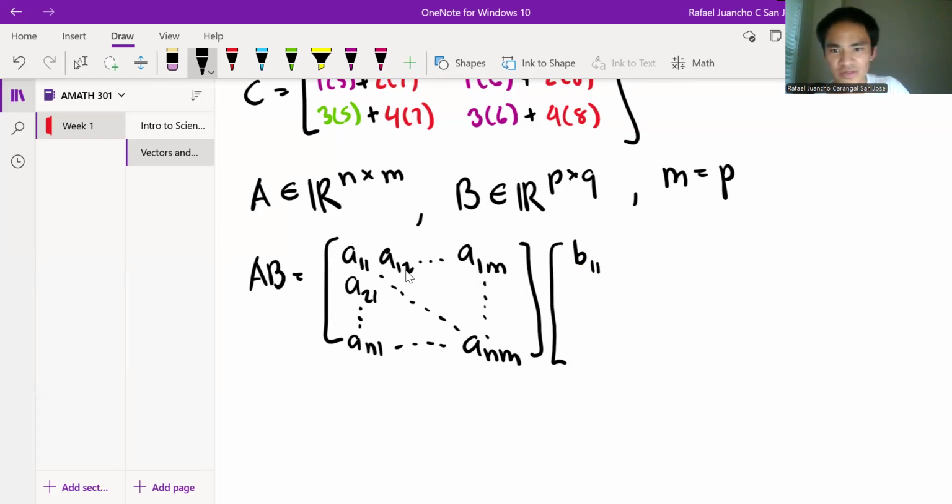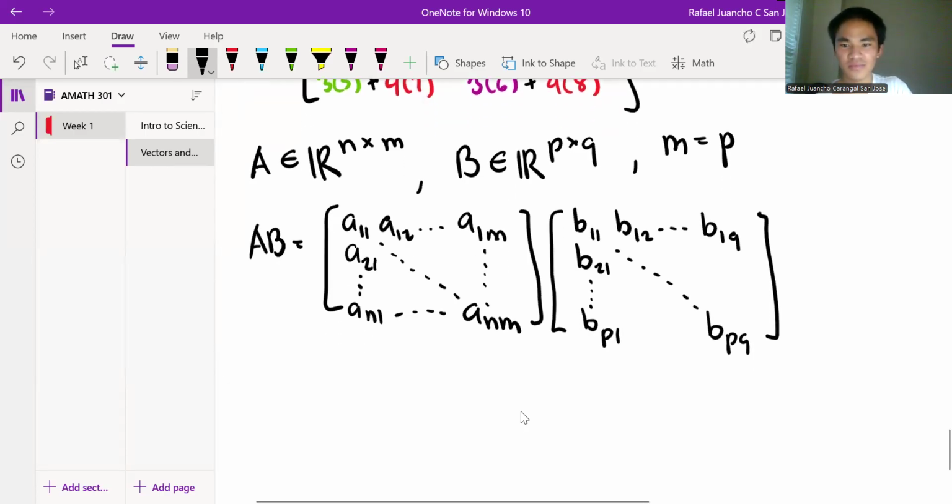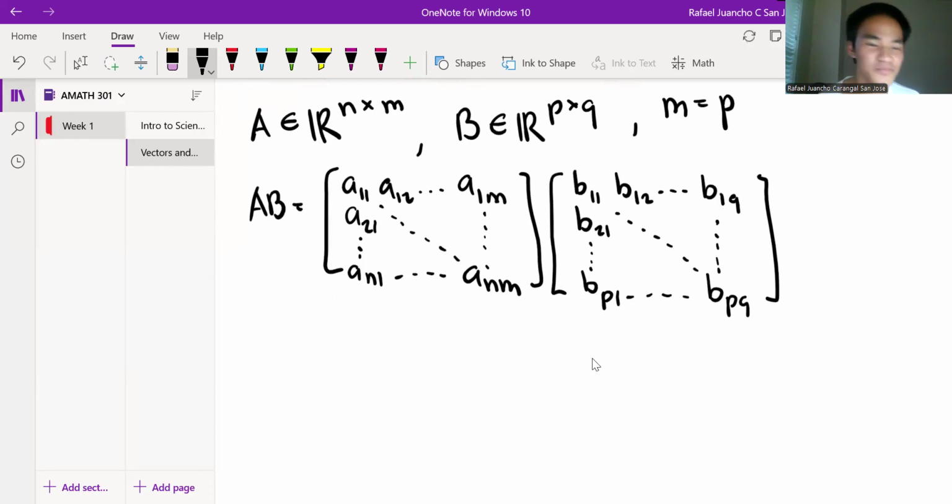So B11, B12, all the way to B1Q, because we've reached the Q column. Then I'm gonna go down. B21, all the way to BP1. And this is BPQ. I'm gonna add dotted lines just to show this is the idea. And so we're multiplying that, right? Now, what do we notice?